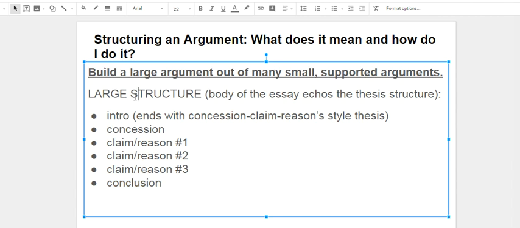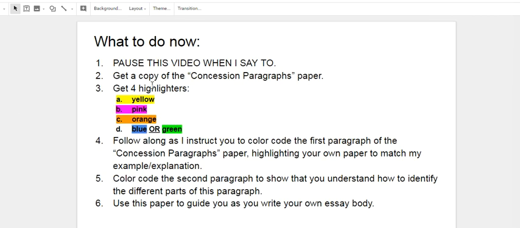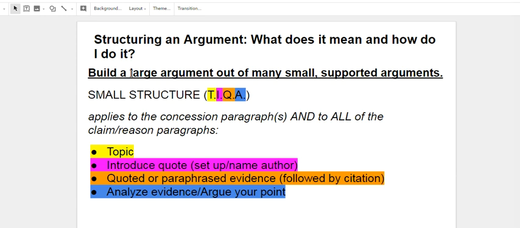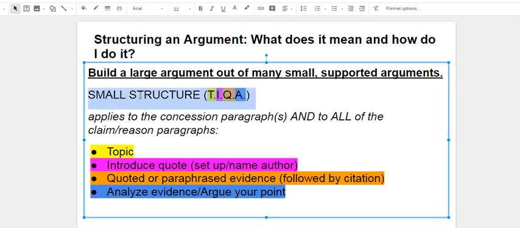Now that's the large structure. Let's look at, on a smaller structure, how to build the arguments, because as we just said, the large argument is going to be made up of smaller supported arguments. So how do we support smaller arguments? Well, here's how. Okay? The small structure, I'm going to use this, I might say TICA, because this is an acronym that I think is easier to remember for students. And if you can remember TICA and what that means, then you will remember overall how you should build these smaller arguments that construct your larger argument.